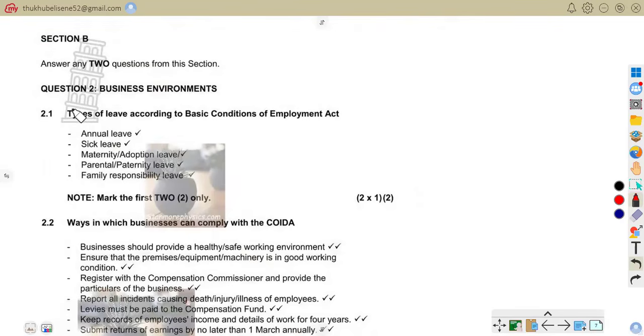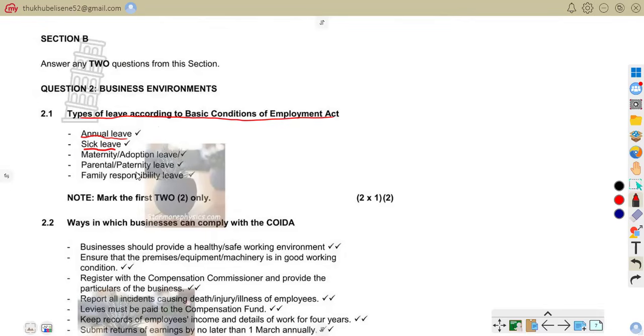Section B, question 2, business environments. Types of leave according to the Basic Conditions of Employment. So here are the types of leave. We have annual leave. And you know very well, when we talk of annual leave, we are talking about paid leave employees get for rest after working a full year. For example, an employee takes 15 working days off in December. That is annual leave.